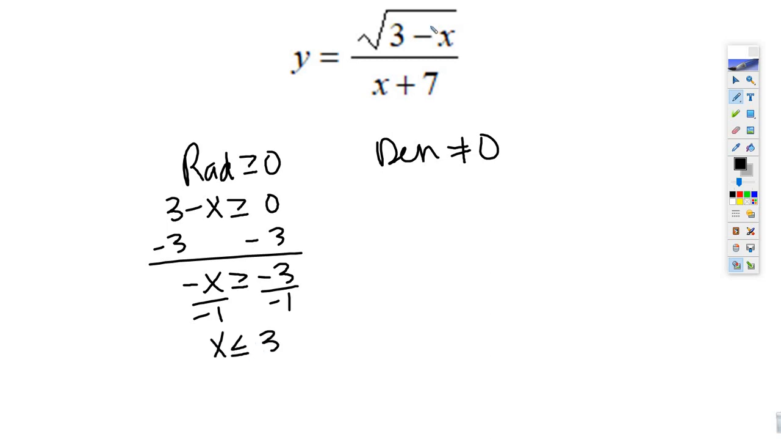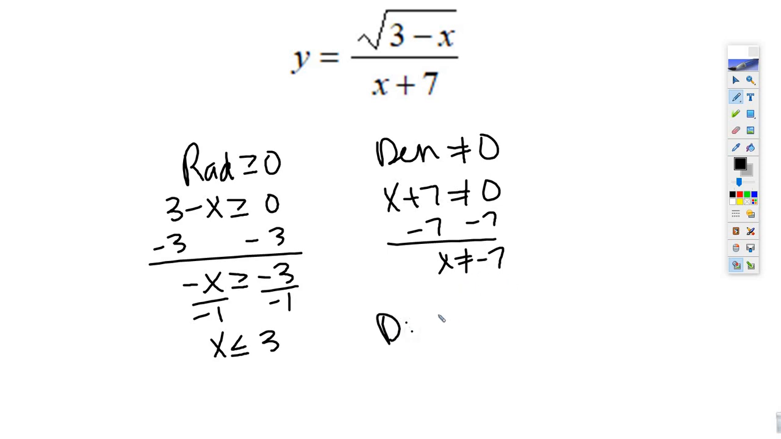Now this makes sense because when you plug in a negative, you're going to get a positive here, right? So 3 minus a negative 1 would be a positive 4. Okay? My denominator, x plus 7 cannot be equal to 0. Subtract, and I get x cannot be negative 7. So everything less than positive 3 includes negative 7. So it can't be everything less because I have to exclude negative 7. So my domain is going to be negative infinity up to negative 7, union negative 7 to positive 3.